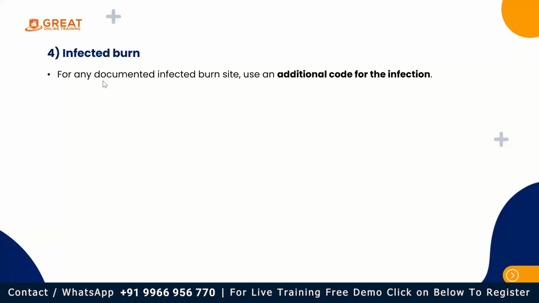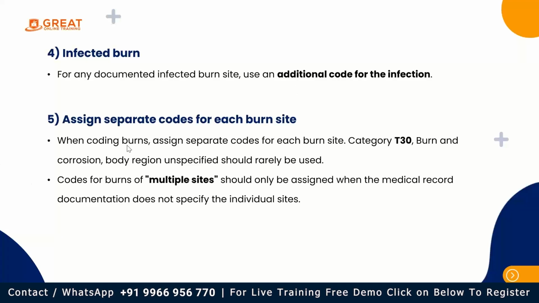Next point, infected burns. For a documented infected burn site, use an additional code for the infection. If burn infection is there, you have to code that infection additionally, meaning after coding for the burn, you have to add a code for infection also. Next point, assign separate codes for each burn site. When coding burns, assign separate codes for each burn site.